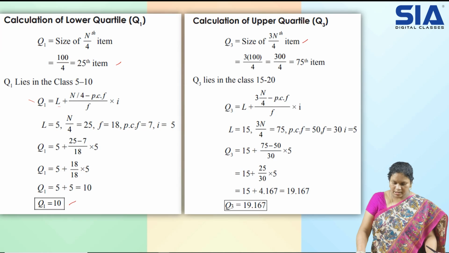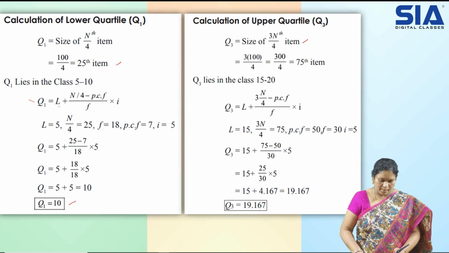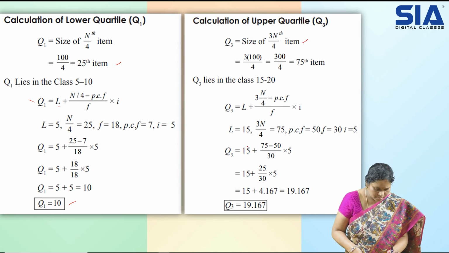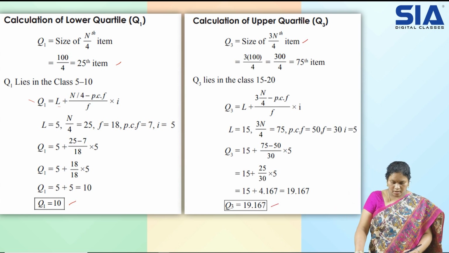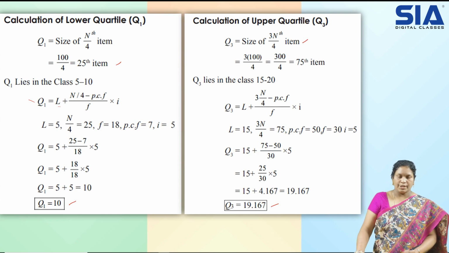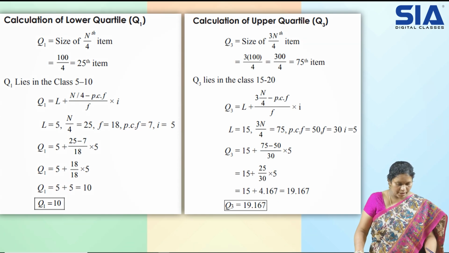So now let us substitute all the values in the formula, and you will get the answer. So 15 plus (75 minus 50) by 30, into 5. Do it and get the answer: 19.167 becomes your Q3. So that is how we obtain Q1 and Q3.